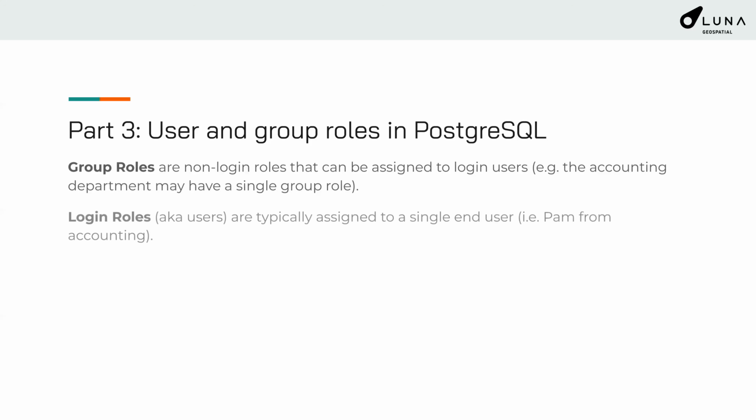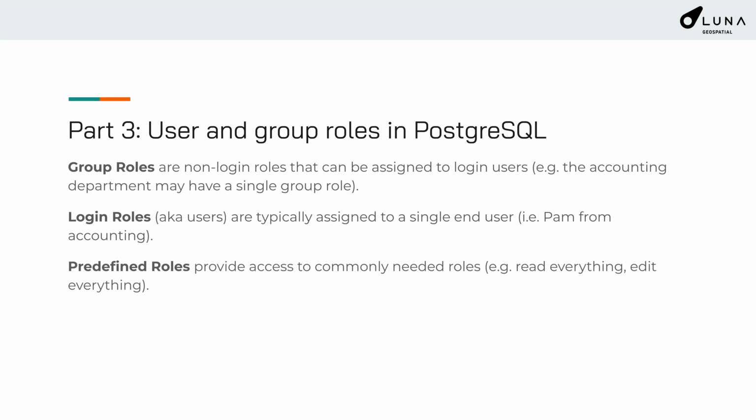So we set up a variety of roles. Within the database, we have group roles, which are non-login roles, and they're assigned to login users. So example would be something like the accounting department is a group role. And then we have login roles, aka users. You might hear me say users. This is pretty much what I mean. And they're typically assigned to a single end user, and they can log into the database. So example, Pam from accounting.